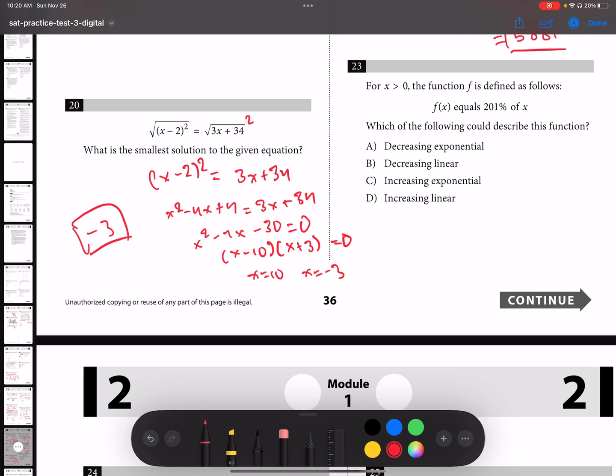23, for x greater than 0, a function is defined. Which of the following could describe this function? We know that f of x is equal to 201% of x, which is f of x equal to 201 by 100 times x. This tells us that the function f is described as an increasing linear function, so our answer would be D.